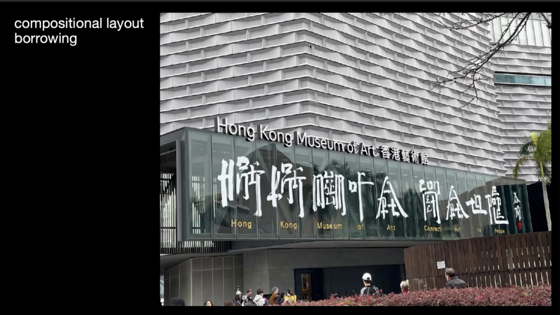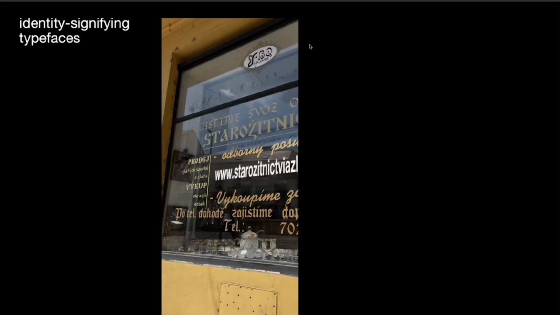So I call it compositional layout borrowing, because they are trying to look like Chinese, not because of the stroke or brush, but because of how the blocks are building together in a square-like form.